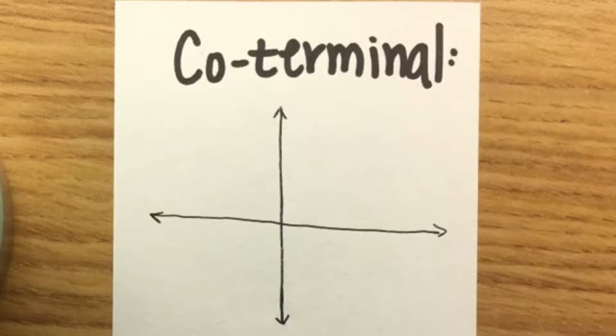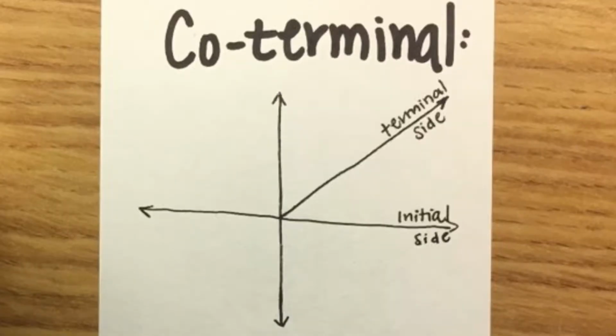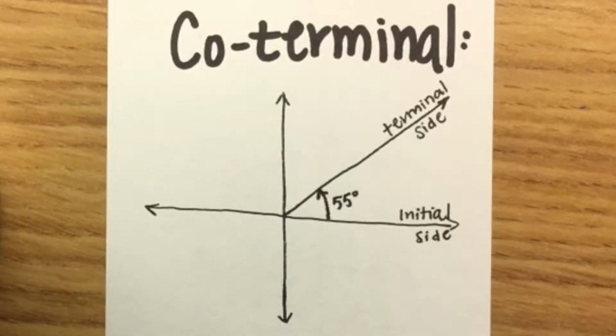We are going to dive into the first question on video discussion 4. Coterminal angles are defined as angles that have the same initial side as well as the same terminal side. So they start and end at the same place. So for example, let's say we have an angle of 55 degrees.